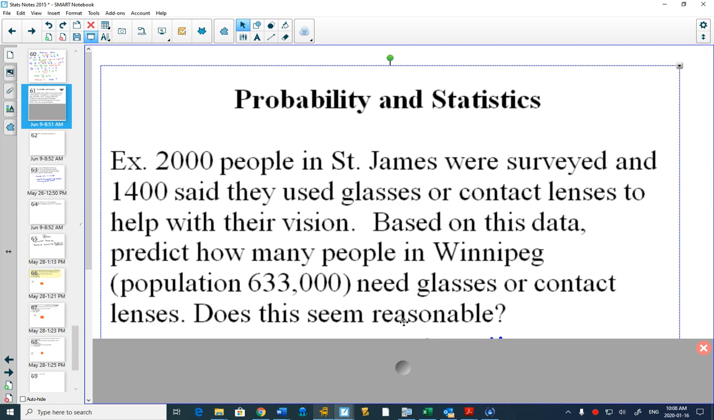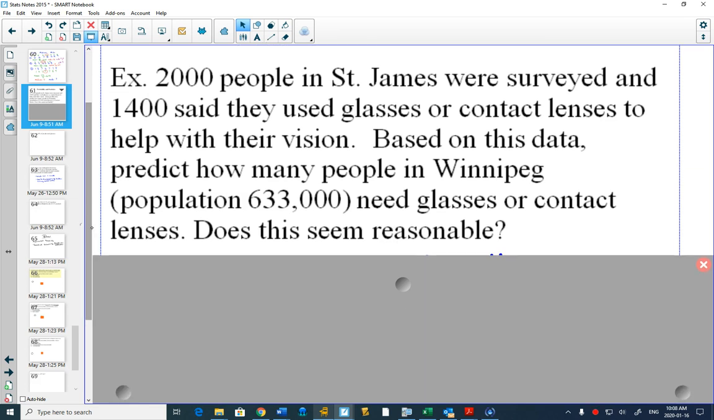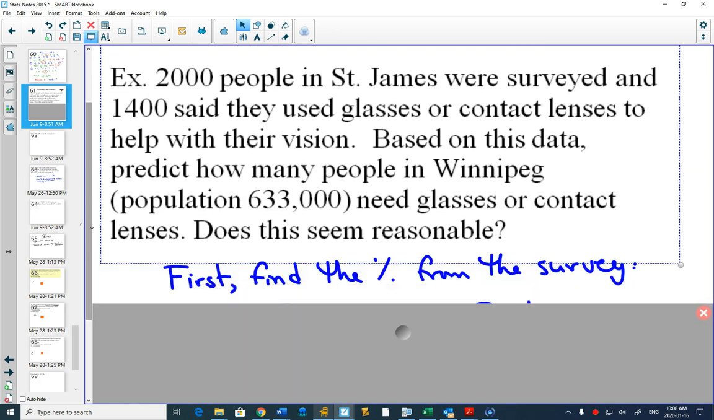So the first thing that's happening here, to start off, is we're first finding the percentage of people from the survey that wear glasses. How do you find a percentage? How do I find 1,400 out of 2,000? How do I use my calculator to find a percentage?